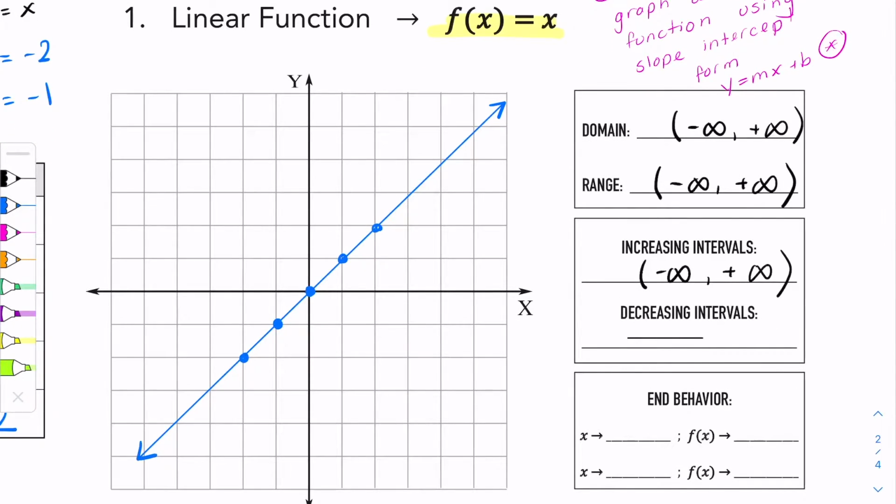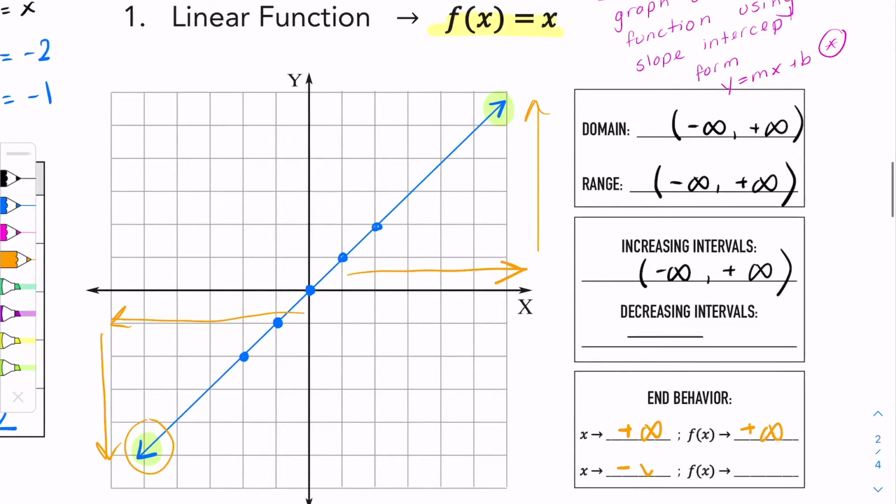End behavior is looking at the ends of the graph, starting with heading towards positive infinity on the x-axis. We can see that the graph is heading up. So we would say as x approaches positive infinity, the function approaches positive infinity. And as x approaches negative infinity, the function is heading down towards negative infinity.